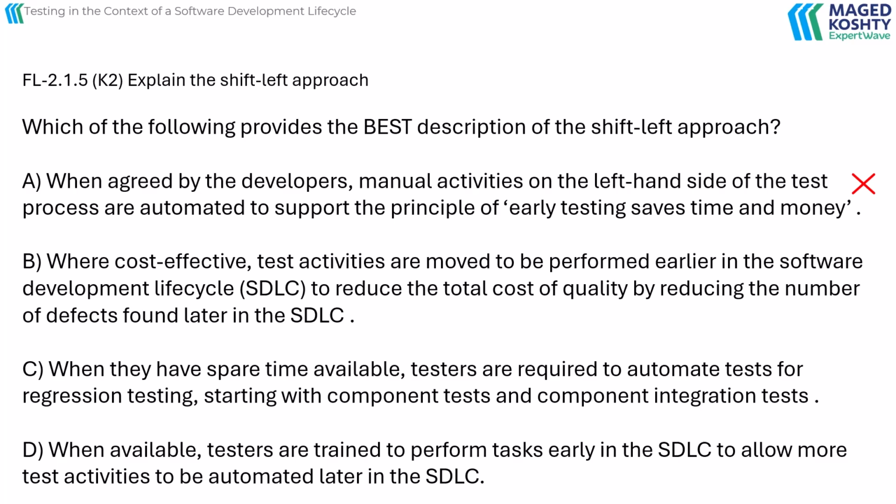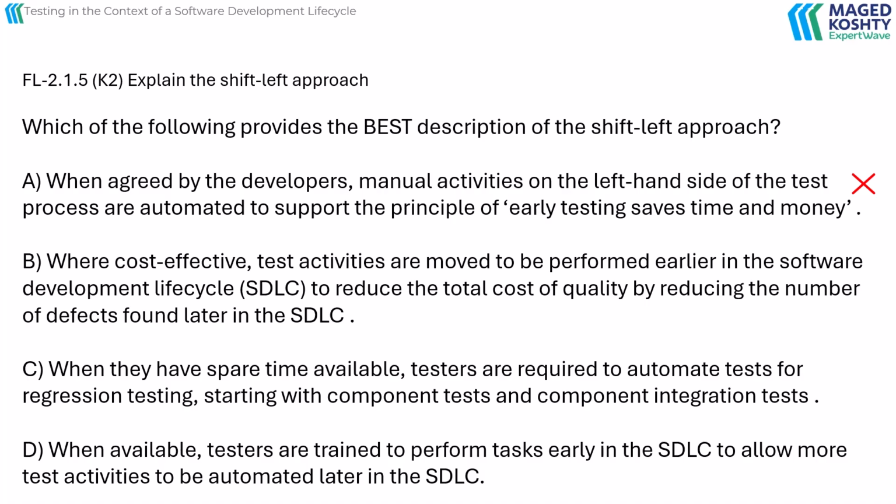Option B. Where cost-effective test activities are moved to be performed earlier in the software development life cycle, SDLC, to reduce the total cost of quality by reducing the number of defects found later in the SDLC. Cost of quality means how much we pay for quality, including the test activities. Cost of quality is an interesting topic. You might like reading more about it.